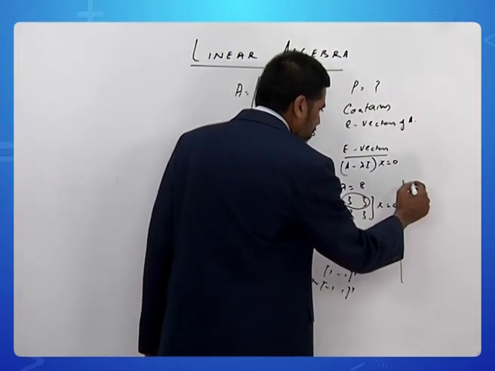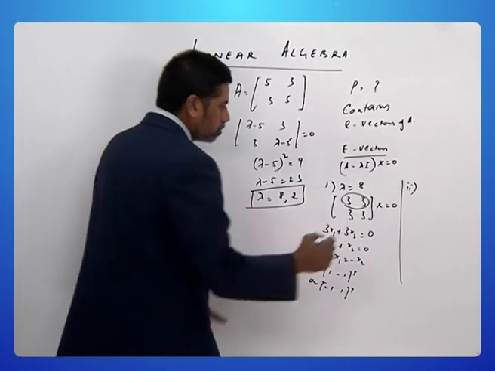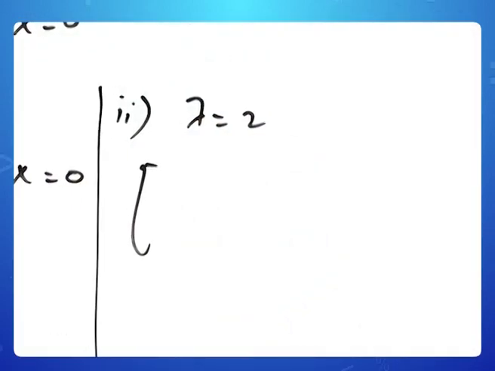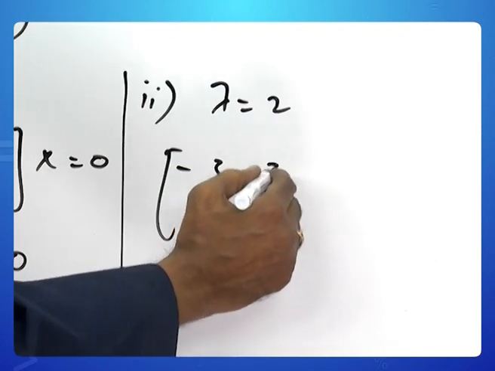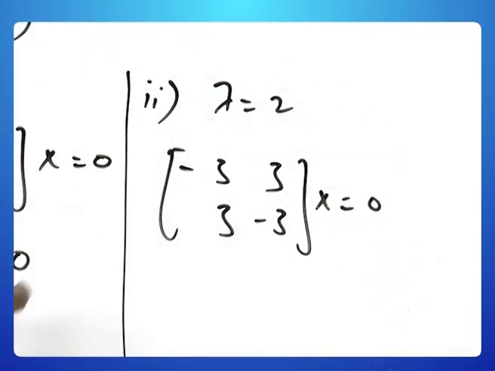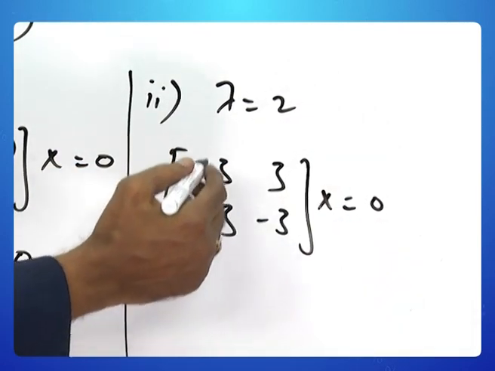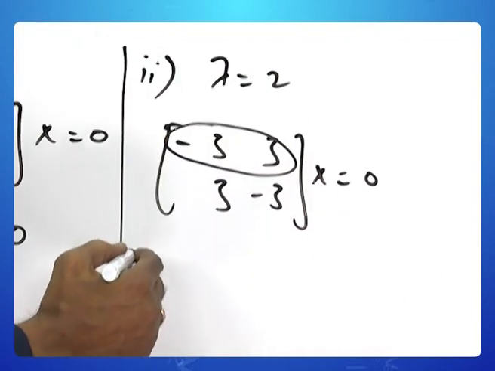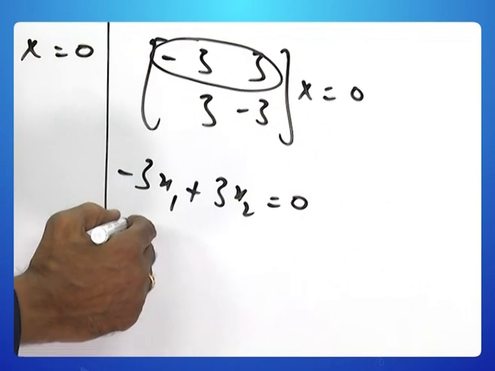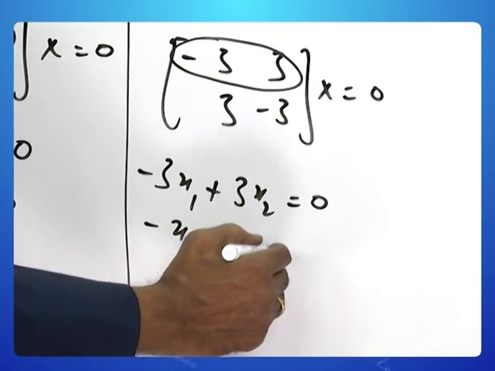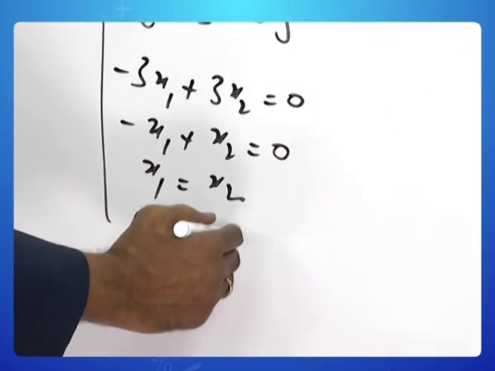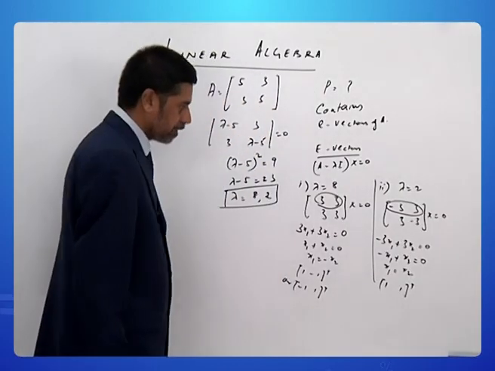Then in the second case, when lambda is equal to 2, again from here we will get minus 3, 3, 3, minus 3, x is equal to 0. Again these two are linearly dependent. Therefore, we can write minus 3x1 plus 3x2 is equal to 0. Minus x1 plus x2 is equal to 0. x1 is equal to x2. That means 1 1 transpose is the corresponding eigenvector.